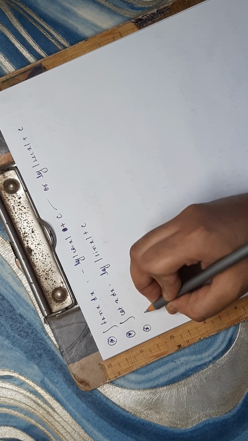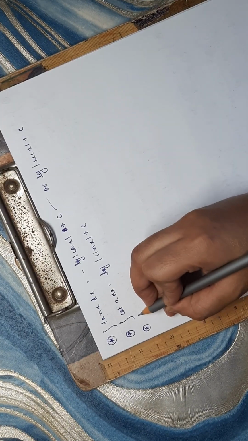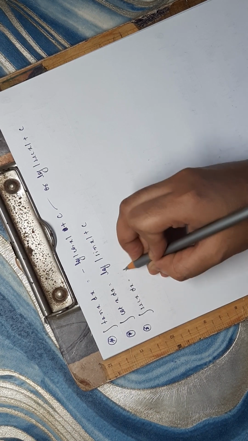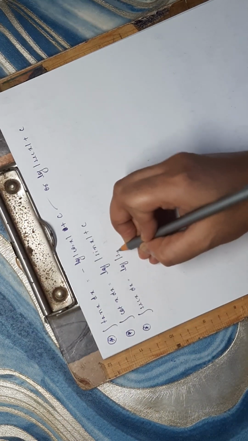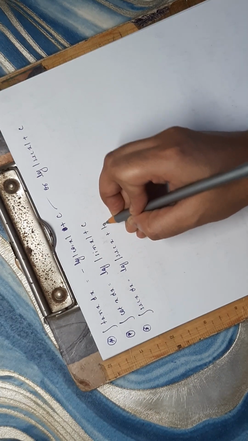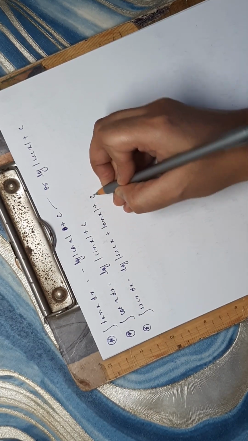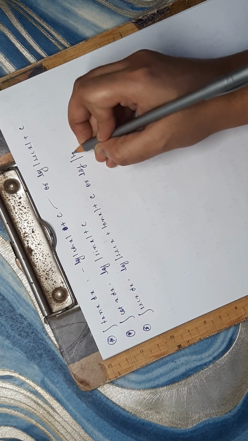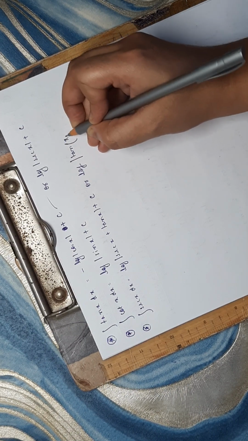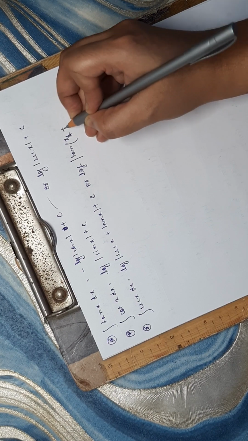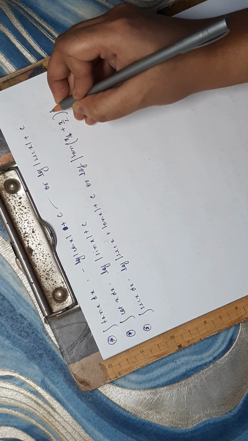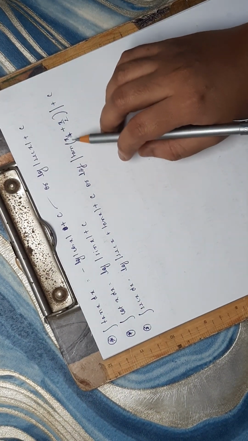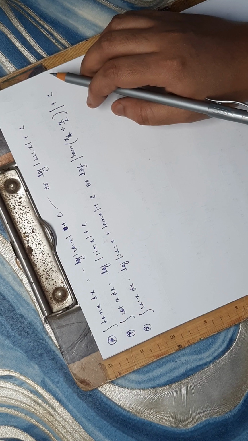The third formula that we have here is integration of sec x dx equal to log of mod sec x plus tan x plus c, or log of mod tan pi by 4 plus x by 2 plus c.